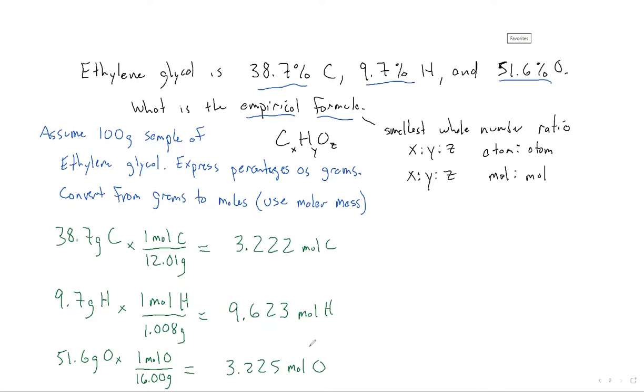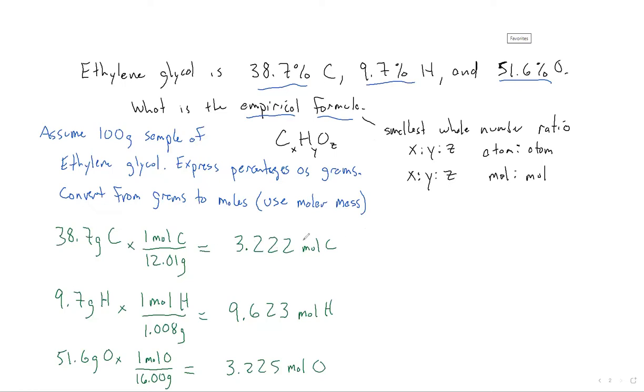All right, so now we have the moles of carbon, the moles of hydrogen, and the moles of oxygen, and they correspond to the X, Y, and Z in these subscripts up here. However, we want the smallest whole number ratio, right? So we want one of them to be 1. These are ratios to each other. So if I divide all of these numbers by the smallest number, carbon, 3.222. Let me double check those numbers. That seems weird. 38.7 divided by 12.01. Yeah, 3.222.